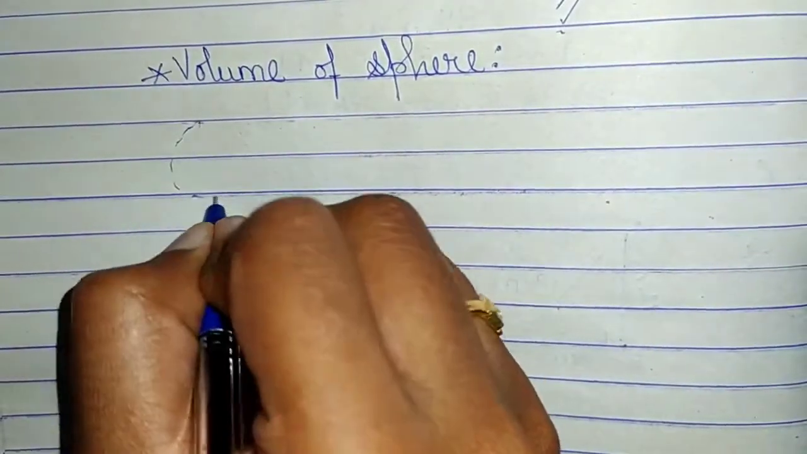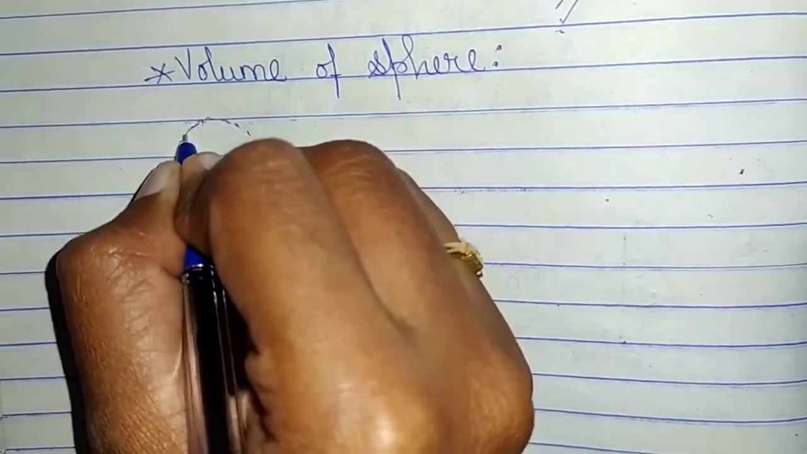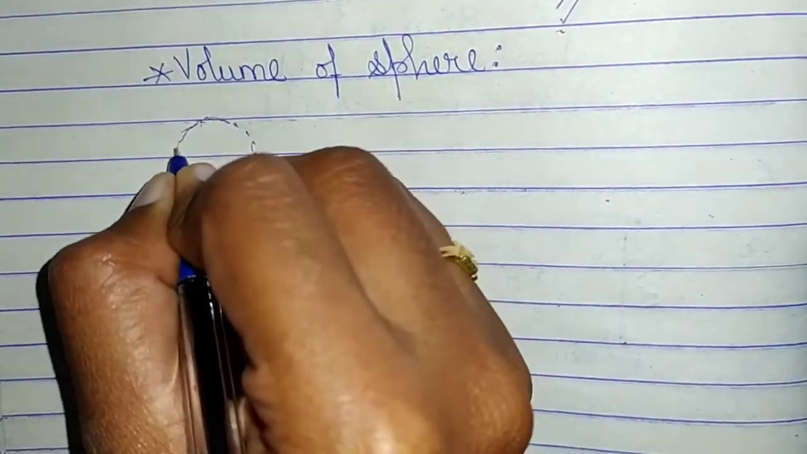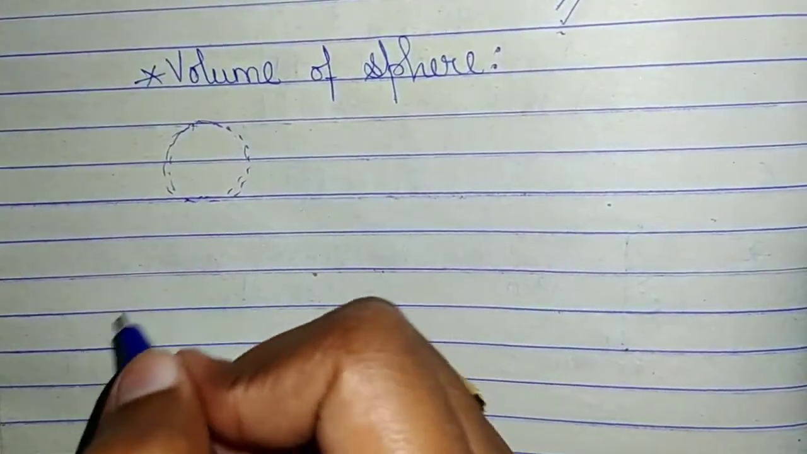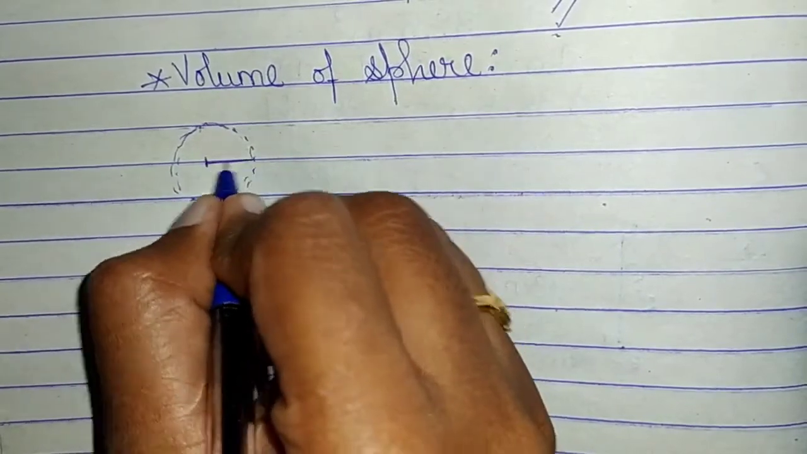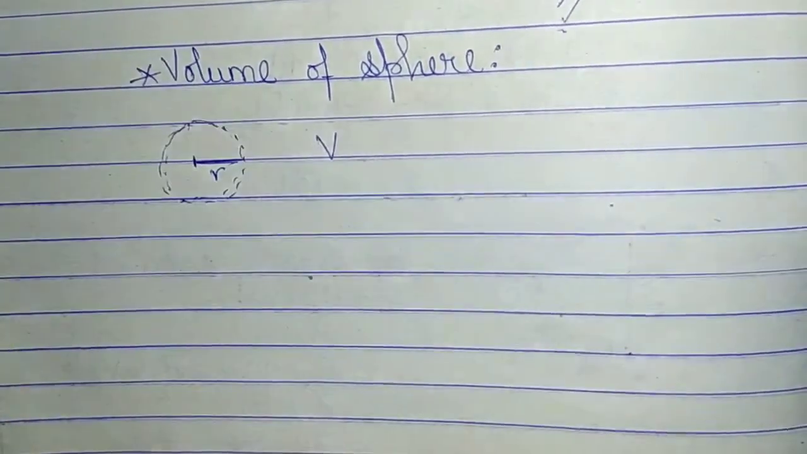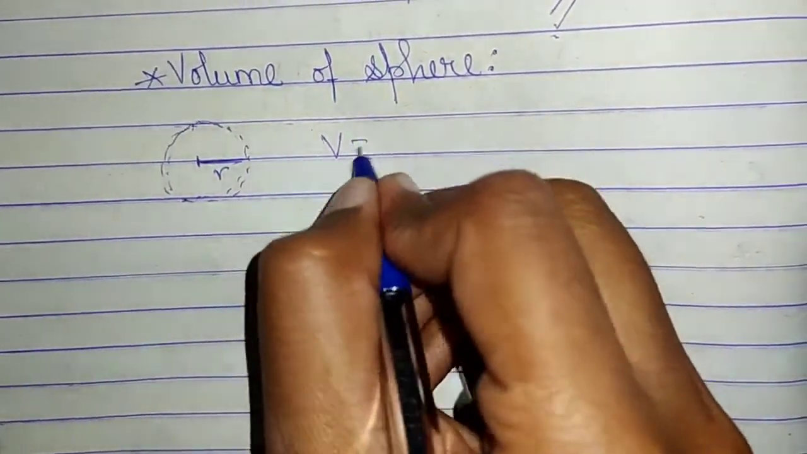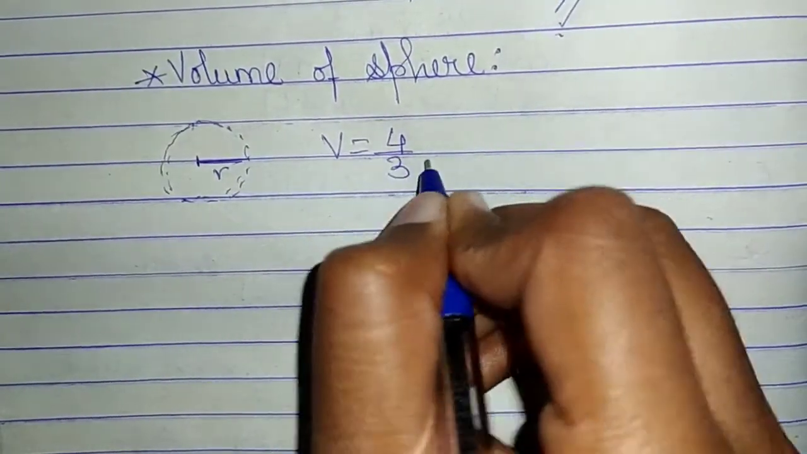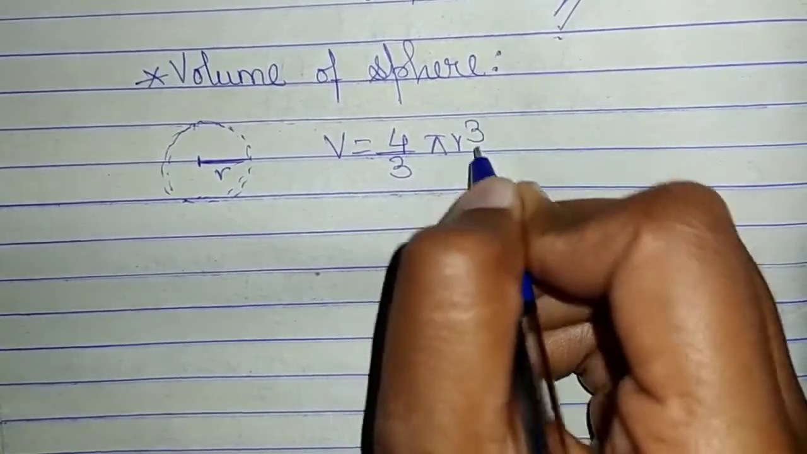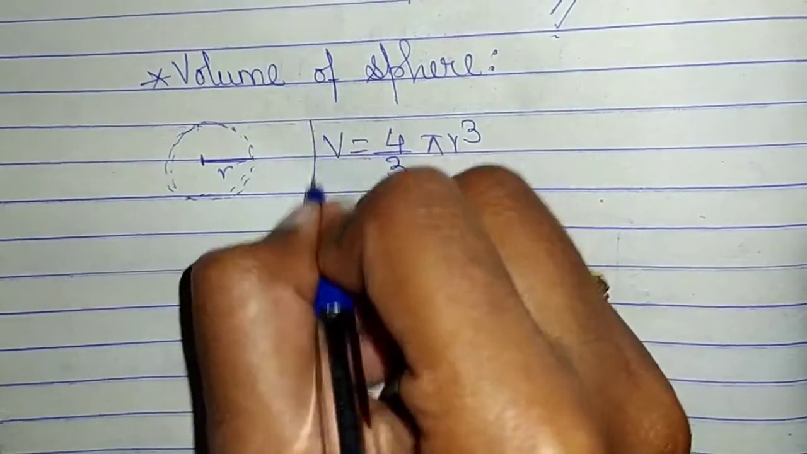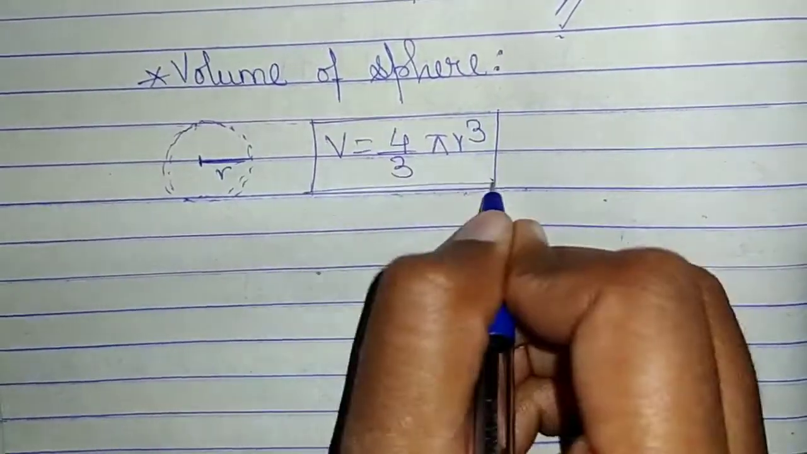As we discussed in the classes before, a sphere is the shape of a ball. It is a circle in 3 dimensions, whose radius is r. Then the volume of that sphere is equal to 4 by 3 pi r cube. This is the volume of any sphere.